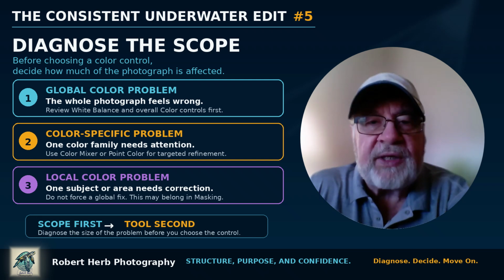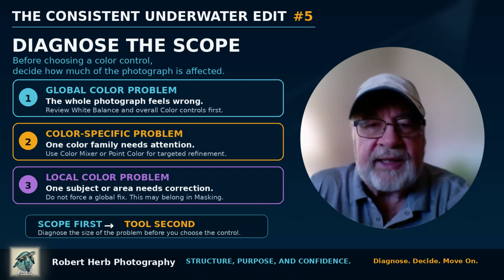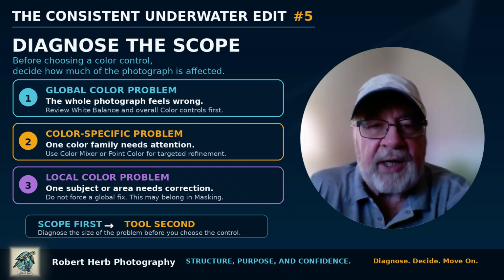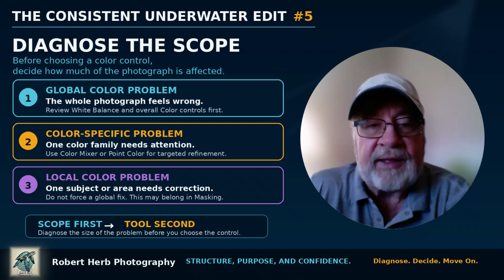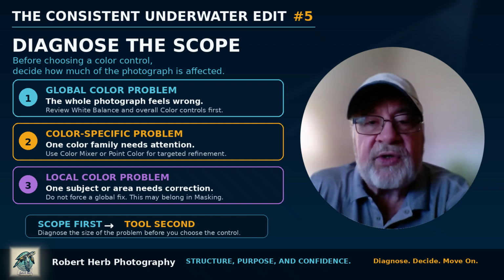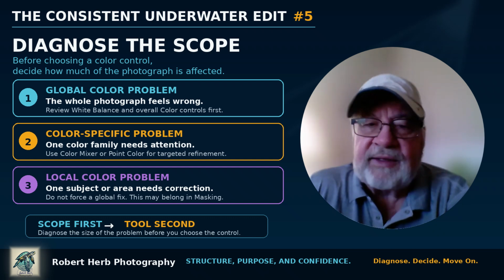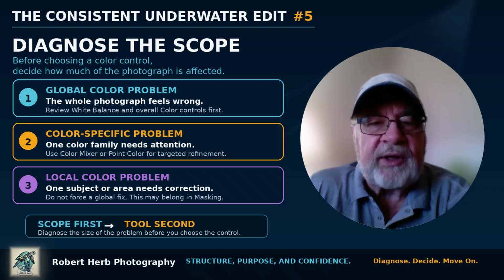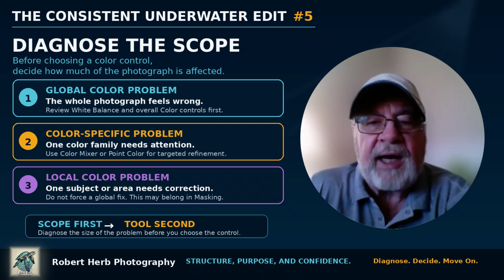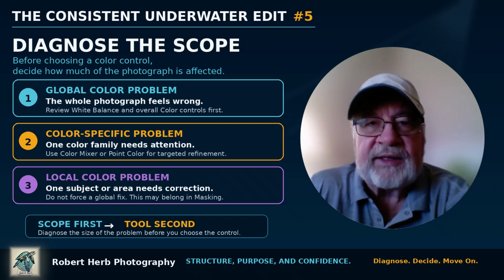And if the problem is limited to one subject or one small area, I do not want to force a global correction. That may really be a local problem that belongs in masking. This is why I diagnose the scope before I touch a slider. Scope first, tool second. Next, let's take a look at what the different color controls are and what each does.